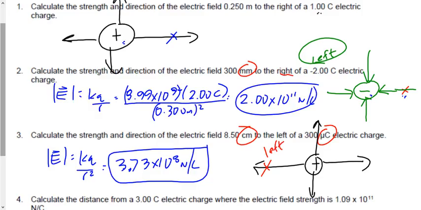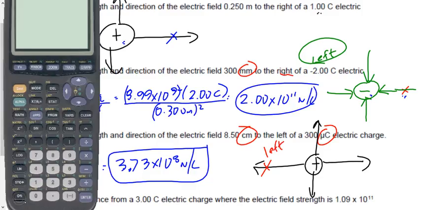Yep. So we have in question number 4. Sorry, question number 3 it was. We've got 8.99 times 10 to the 9 times my charge here in number 3 is 300 times 10 to the minus 6. We're going to divide that by, let's use some brackets on the bottom here. Don't really need to, I guess, but we will. 0.085, or we could say 8.5 times 10 to the minus 2.